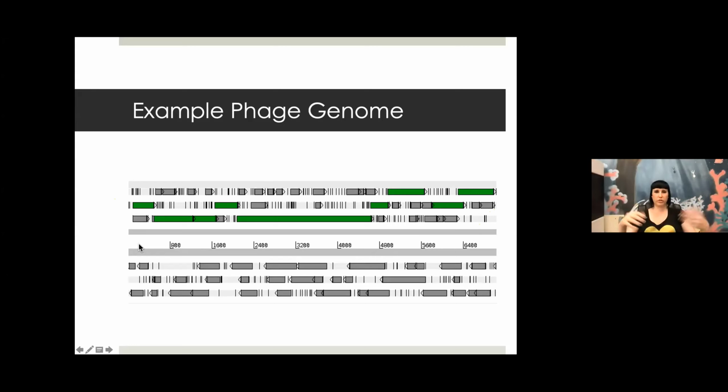The gray ones are sparsely coding. This means that for the boxes in the forward frames, the left side of the box is a start codon and the right is a stop codon. For the ORFs in the bottom, the reverse frames, it's the other way around. There's a stop codon on the left and a start codon on the right.